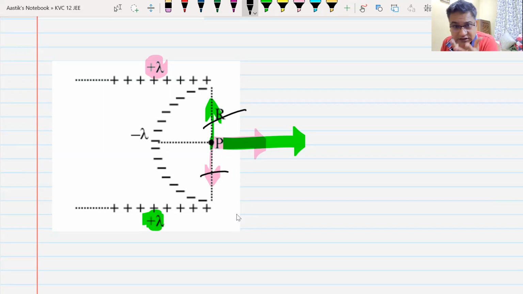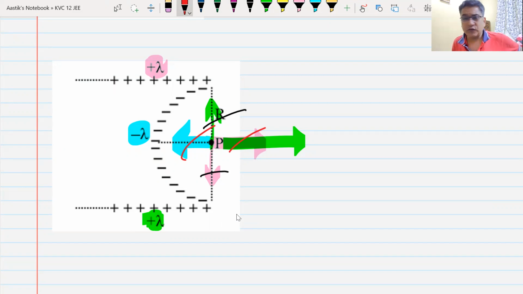But then I have a negative charge. Let me draw its field in blue. This negative charge is going to produce a field in this direction. Now this is a semicircle, so theta is 180 degrees, and 180 by 2 is 90 degrees. You put the values in. It is lambda by 2 pi epsilon naught into sine of 90. So this field and this field will cancel each other out and we will end up with 0.